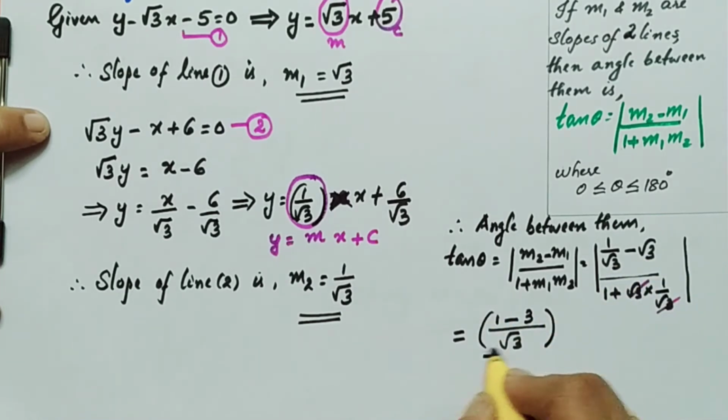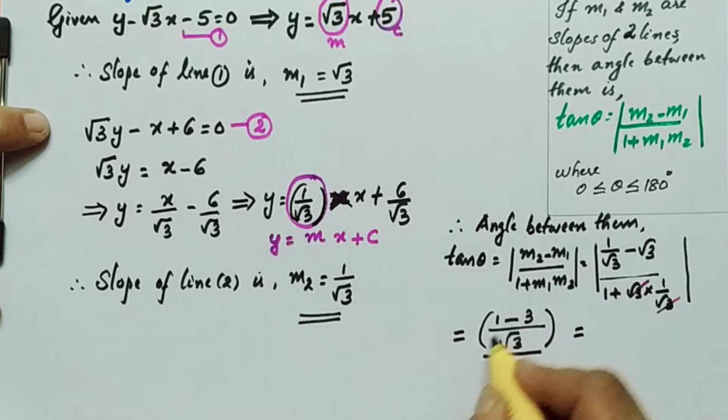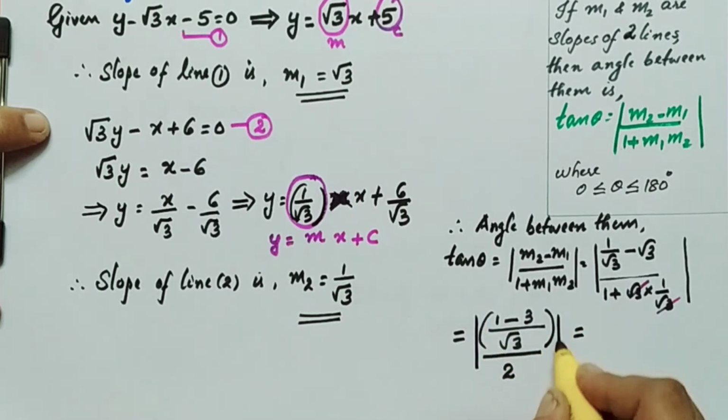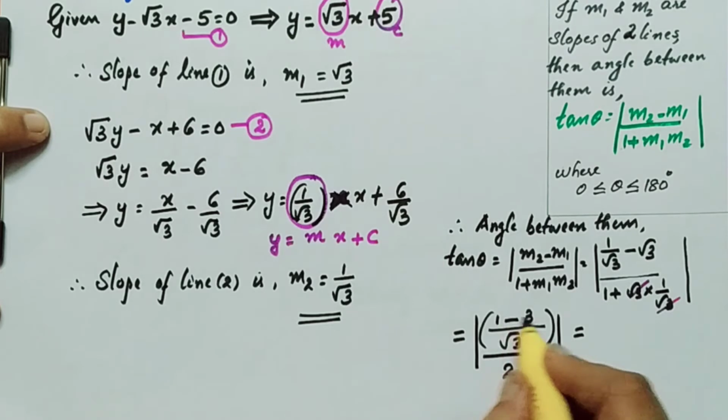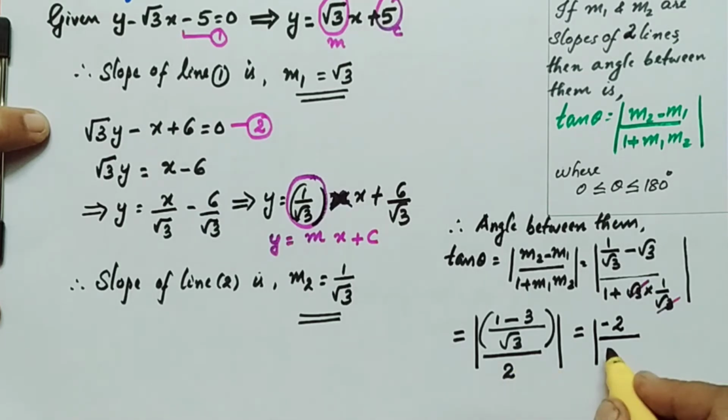Now whole divided by, in the denominator 1 plus 1, 2 remains. Remember it is in the absolute or modulus value: modulus of 1 minus 3, that is minus 2, divided by root 3, and this 2 also comes to the denominator as 2 root 3. So again 2 gets cancelled. Absolute value of minus 1 by root 3 gives you plus 1 by root 3.